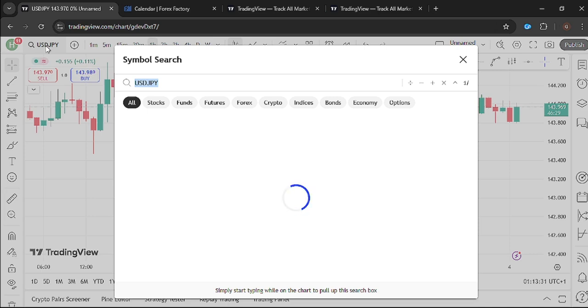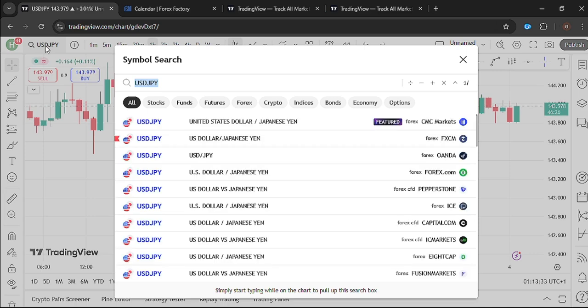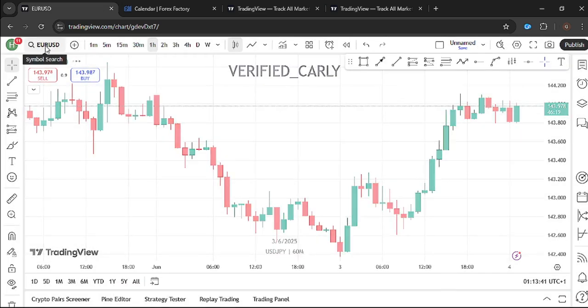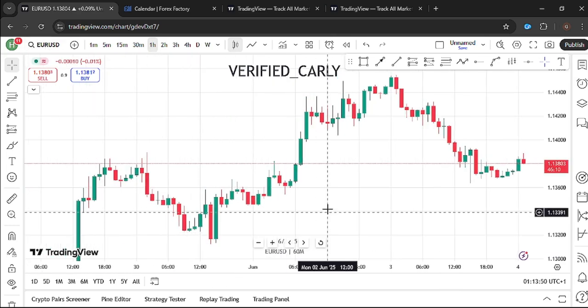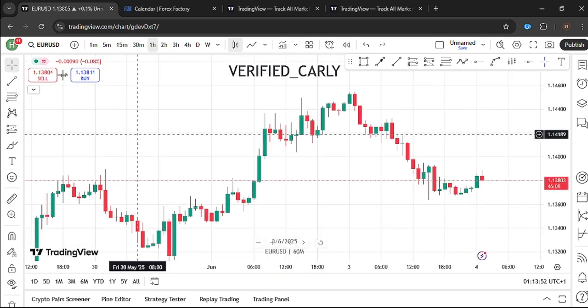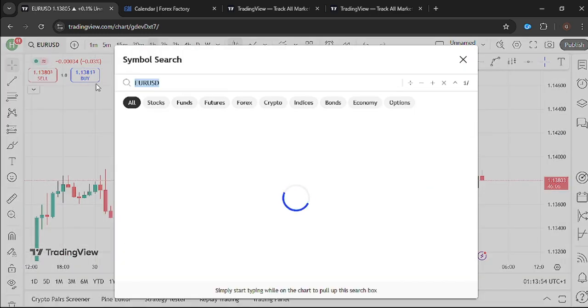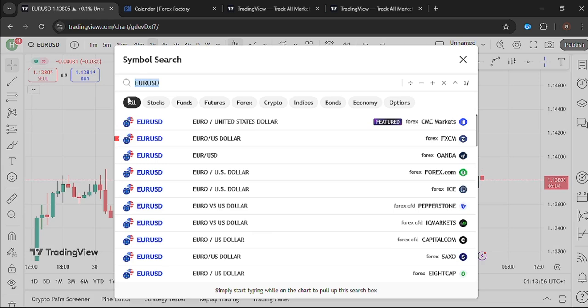Maybe your friend tells you, Alpha guy, check EUR/USD. You can just search EUR/USD and enter. That's all. You see, it took you to the chart of EUR/USD. Maybe if you want to analyze another pair, maybe BTC/USD, you can just search BTC/USD.